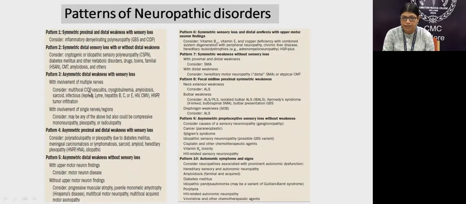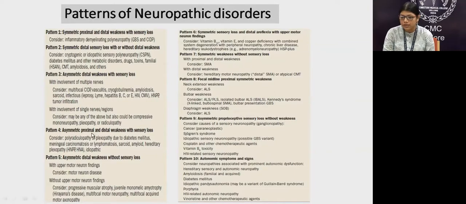classically seen in vasculitis and leprosy, hepatitis B, tumor infiltration such as lymphomatous infiltration. And this asymmetric distal weakness with sensory loss can also occur with involvement of a single nerve or single nerve regions. So this can present either as a mononeuropathy, such as carpal tunnel syndrome. They can present as plexopathy, like Parsonage-Turner syndrome, or idiopathic brachial plexitis, or radiculopathy.